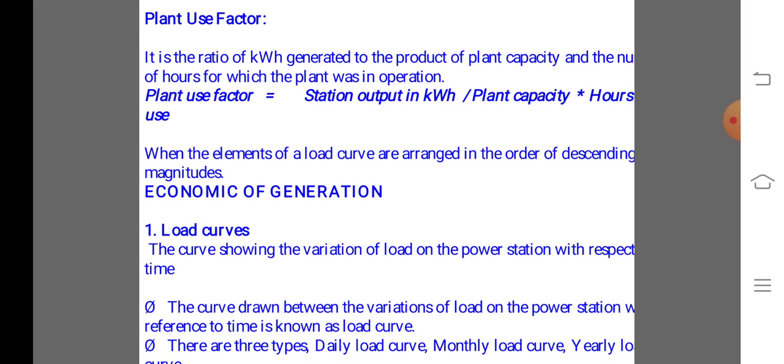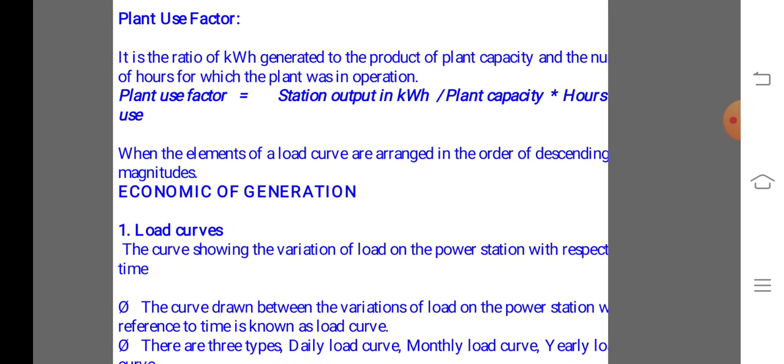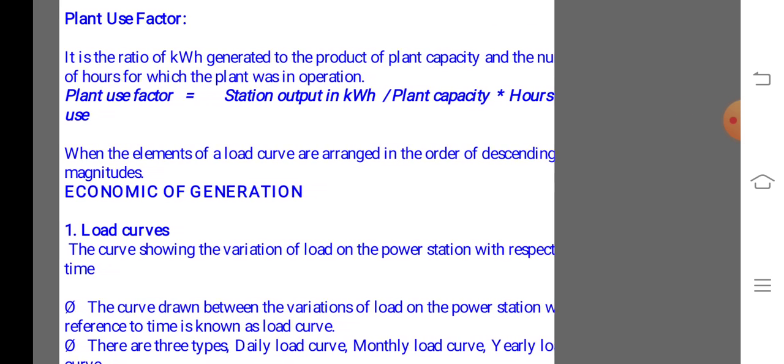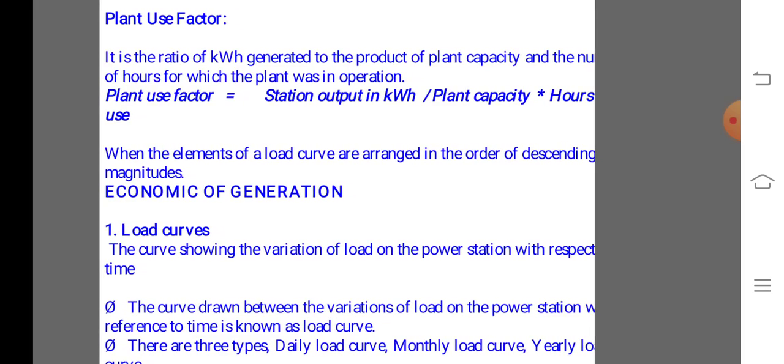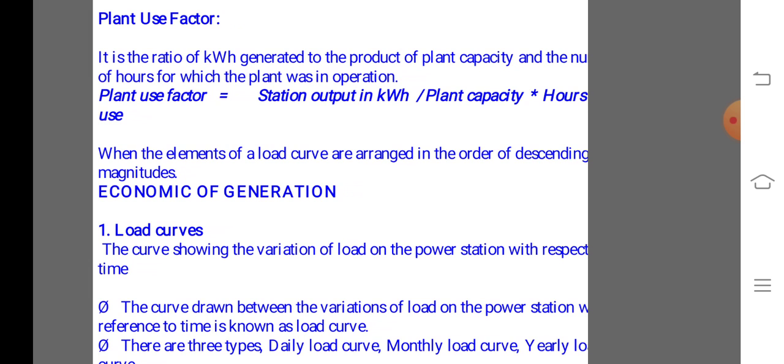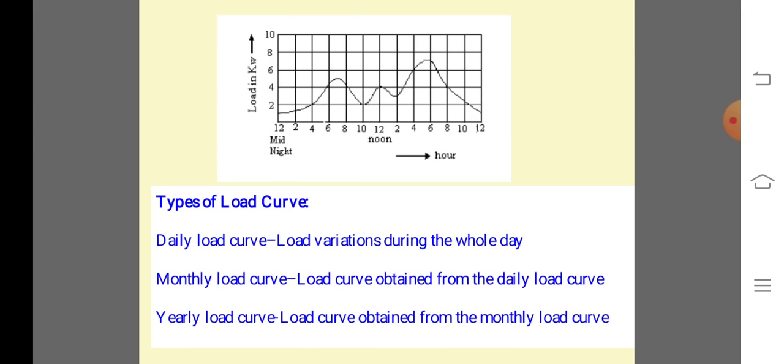When the elements of a load curve are arranged in the order of descending magnitudes, we get the load duration curve. For economic generation, the load curve is drawn between the variation of load on the power station with reference to time, and is known as the load curve. There are three types: daily load curve, monthly load curve, and yearly load curve. The types of load curves are noted down.